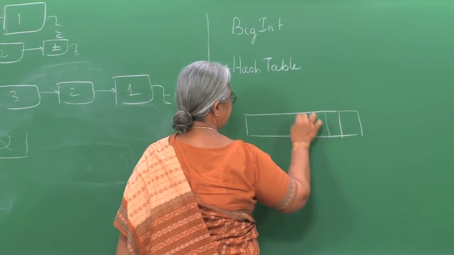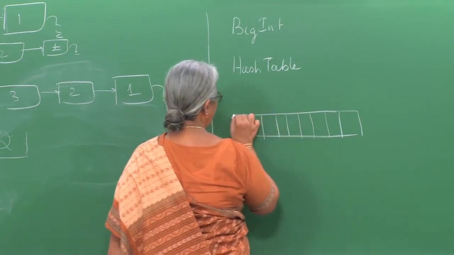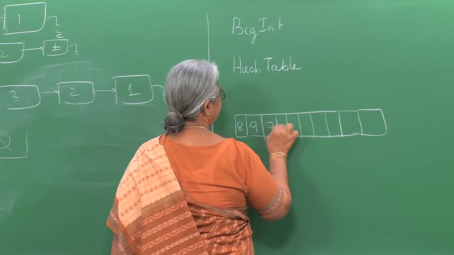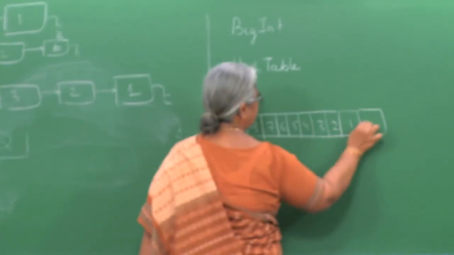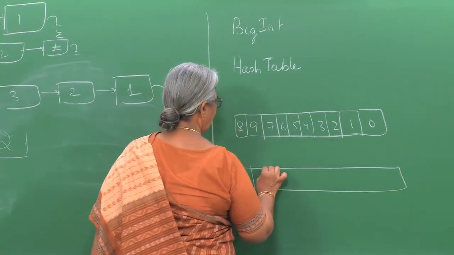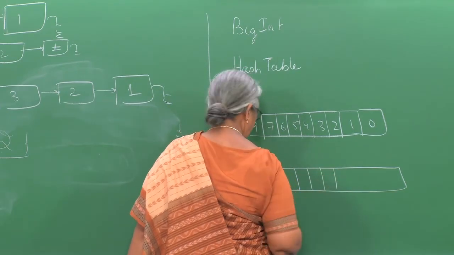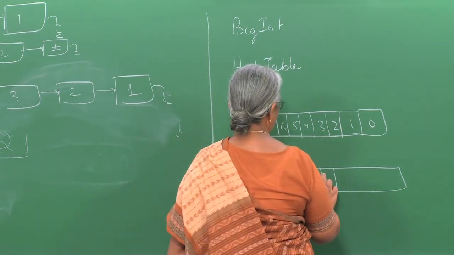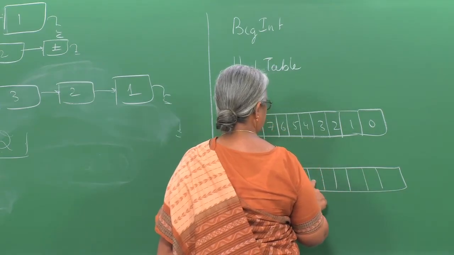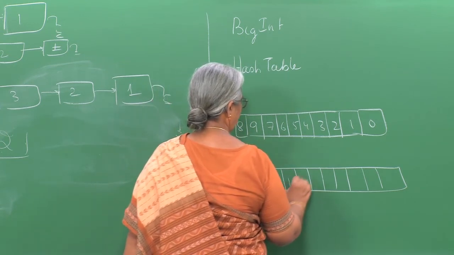Let us say I have a 10-digit number, 1, 2, 3, 4, 5, 6, something like this, and I want to find the product of two such large numbers. I won't take two numbers of exactly the same size. Let's say I have 5, 3, 2, 1.